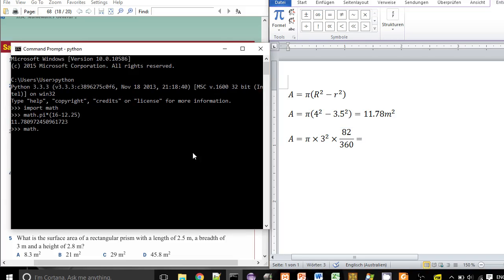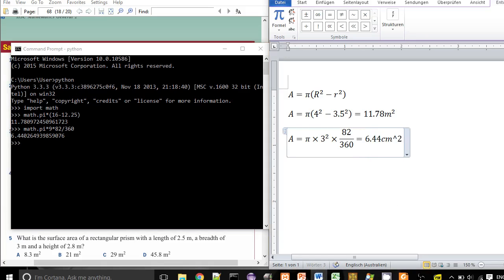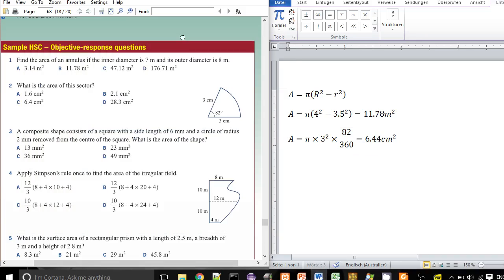So math, I'm trying to just go fast. You can rewatch it, rewind if you need to. Also, you can pause it before each question. Okay, 6.44 centimeters squared, just 2 decimals. Okay, so 6.4 will be the right answer.